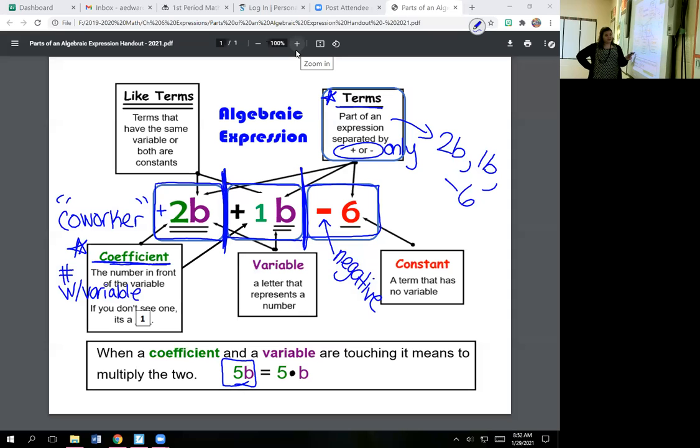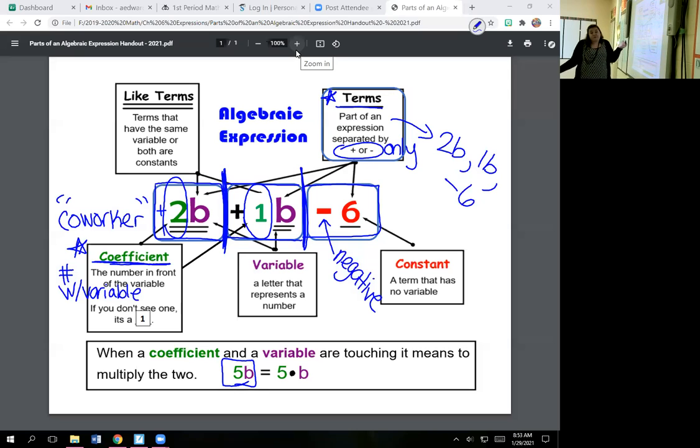Now, I added this. Do you see how this is a different color green than the 2 and the 1? If you don't see a number in front, this 1 wasn't here, it is a 1. So if you just have b, it's 1b. If you have x, it's 1x. So the number in front of the variable is a coefficient. So the 1 that's green is the coefficient.